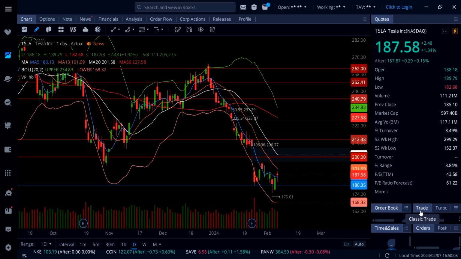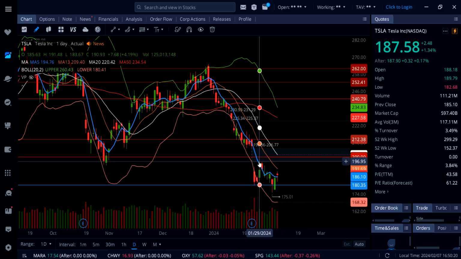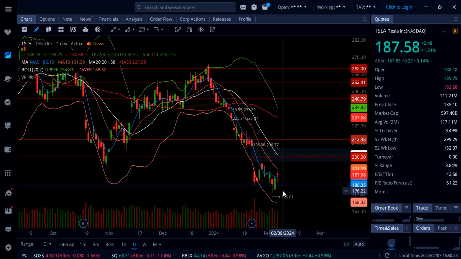On Tesla stock, it's up 1.34%. So Tesla was up pre-market, I think 2.5%, almost 3%, and then gave away all the gains, came down to 182, went back up, and now trading above the 5-day moving average, 186. So this is going to be your line in the sand going into tomorrow as a support, 186, 180.